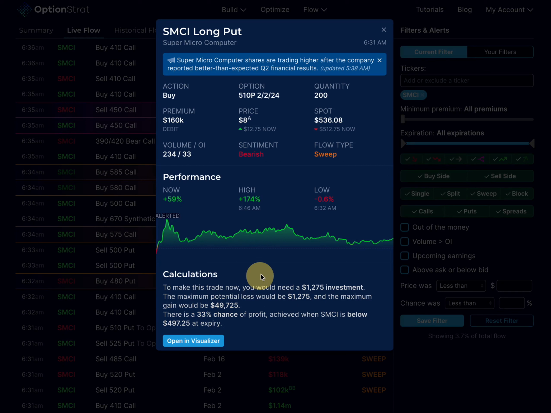If I wanted to model out this trade, I can simply click the Open in Visualizer, and it will take us to the P&L diagrams and the table that we've already looked at extensively in the Build and Optimize areas. So that pretty much summarizes the live flow area.